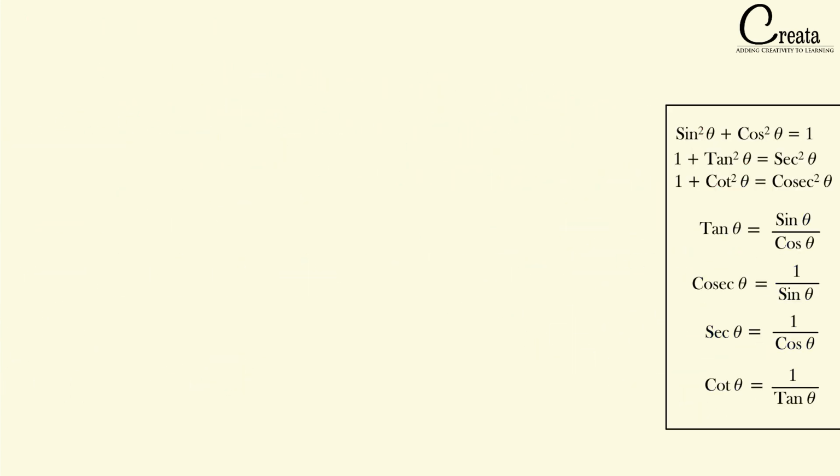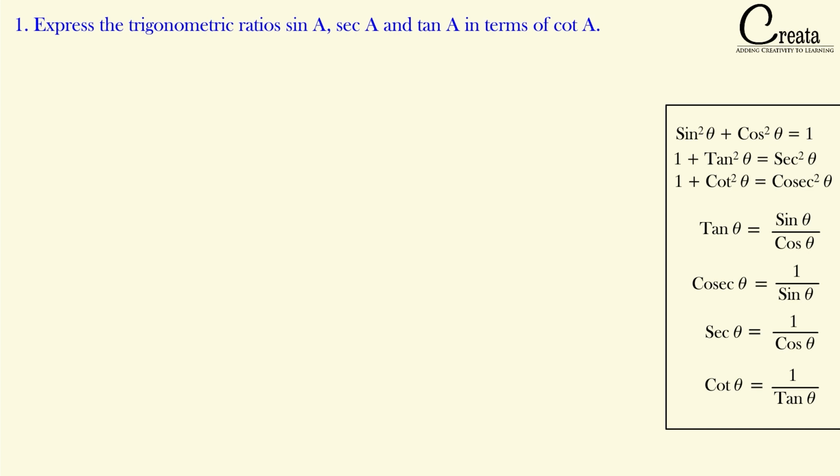Let's start with question 1. Express the trigonometric ratios sin A, sec A and tan A in terms of cot A. In this question, we have to find the value of sine, sec and tan in terms of cot. Let's see. Firstly, let's start with sine. Here we have to express the value of sine in terms of cot.